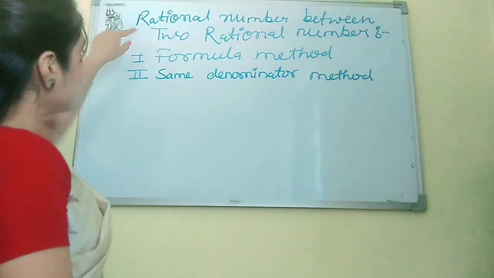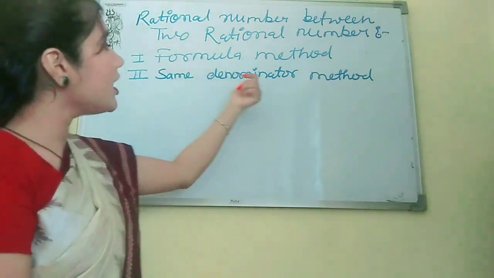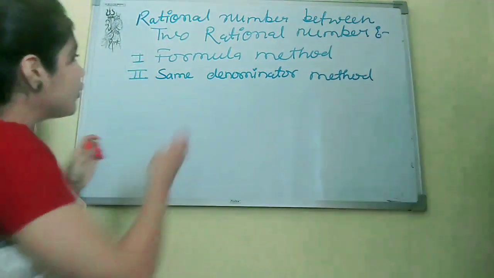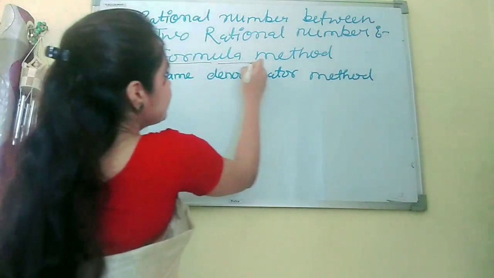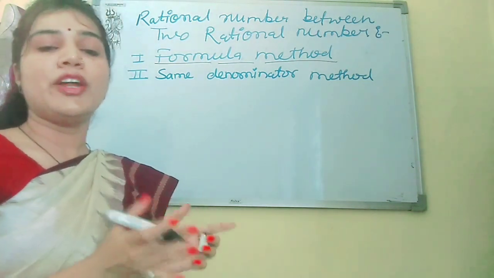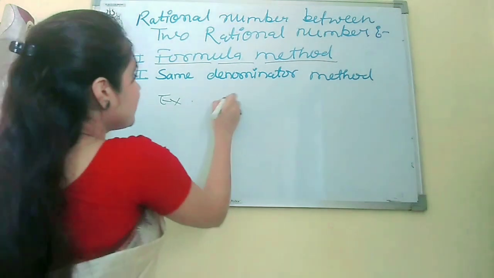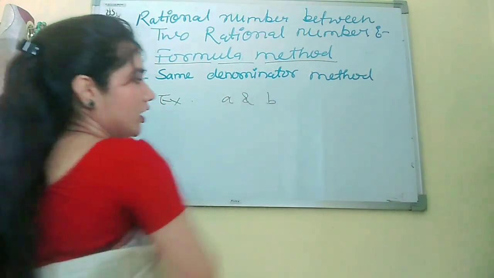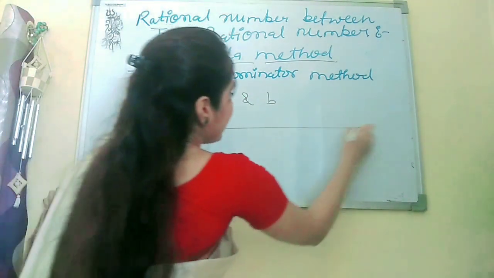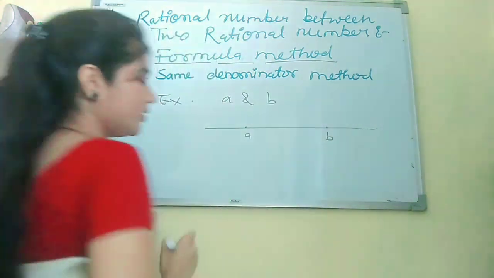Okay, so there are two methods for finding it. First is the formula method, second is the same denominator method. So first, the formula method. In the formula method, it is directly based on a formula. Suppose we have two numbers a and b. Just draw a number line and we are putting a and b, marking the positions.